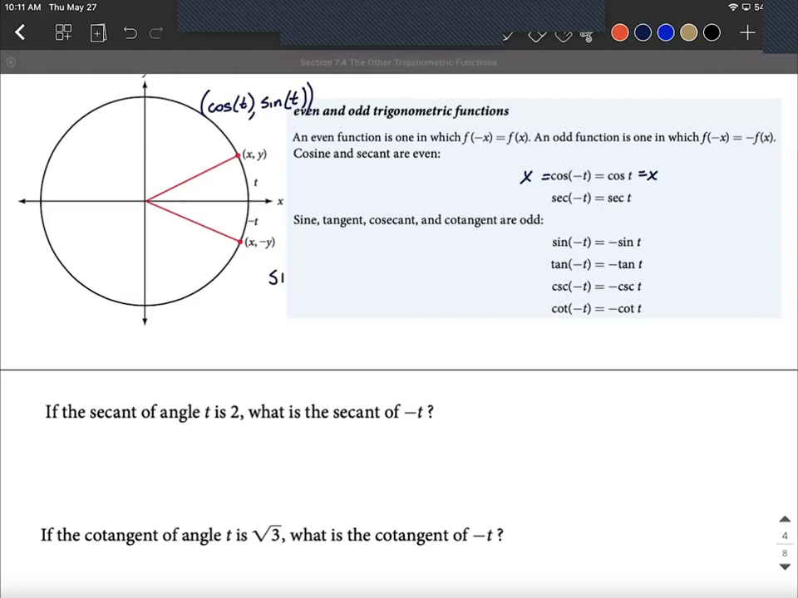Well, what we can say is that tangent of negative t can be defined to be sine over cosine. So we can say sine of negative t over cosine of negative t. All right, and after you redefine that using the quotient identity, what we can do next is use the sine and the cosine identities listed up here, so we can replace sine of negative t with negative sine of t, and we can replace cosine of negative t with simply cosine of t.